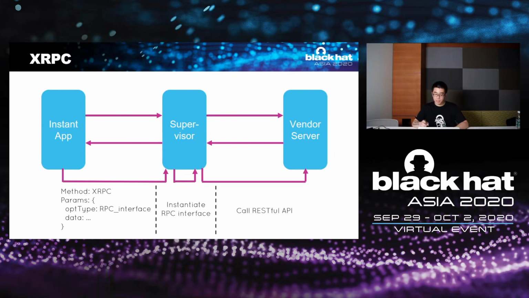During reversing, I found an interesting kind of RPC implementation. I call it XRPC. The biggest difference from ordinary RPC is the internal process in the supervisor app. It receives a parameter as an RPC interface name. Then it instantiates this interface and passes the controllable parameters to the interface function. Finally, the interface function will call the RESTful API and get data from the vendor server. It means that we can control the supervisor to call any API with any identity by XRPC.